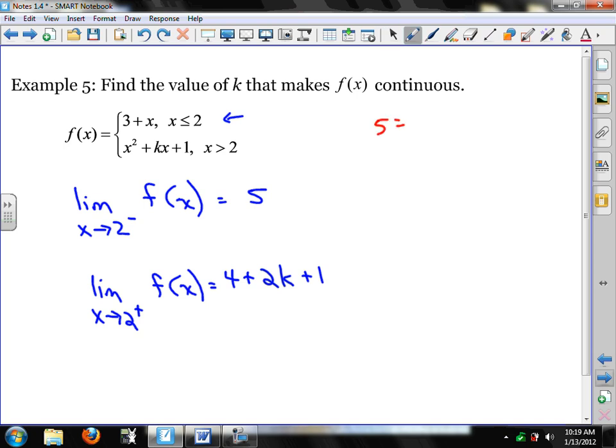5 equals 2k plus 5. And then we should be able to solve for k. Subtract 5 from both sides. We get 8. So the limit must exist, so we can find the left limit and the right limit. Set those two things equal to each other, and you should be able to solve for the variable.